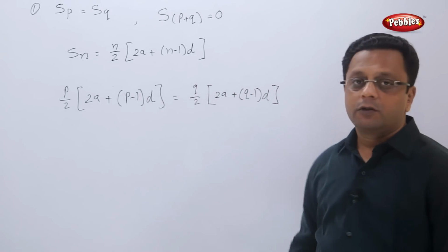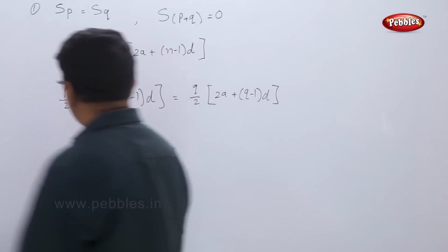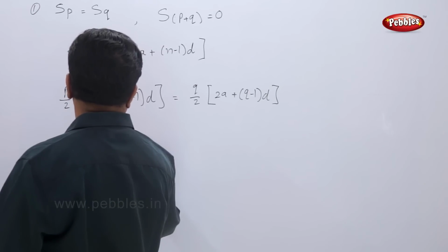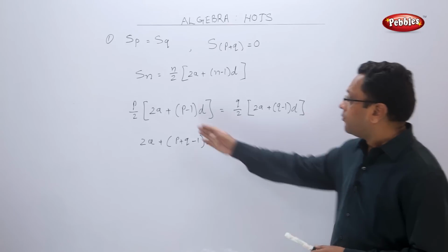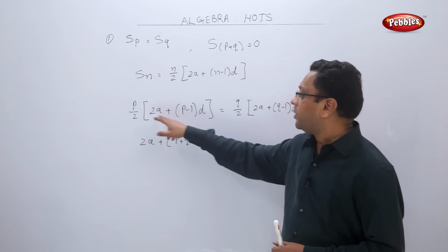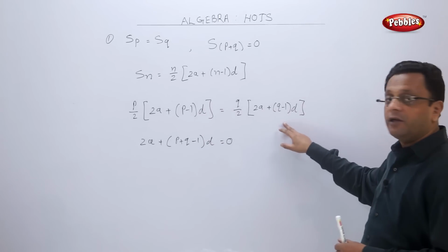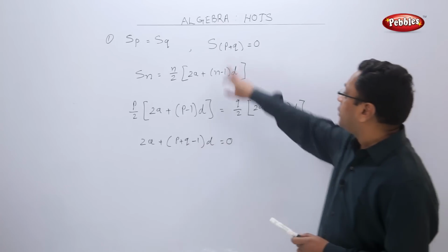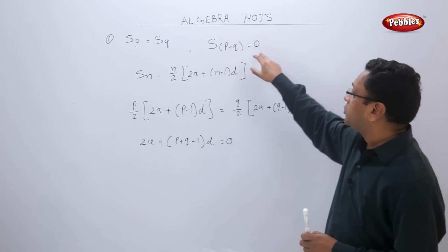After solving all this, you will get one equation equating to 0. That equation is 2A plus P plus Q minus 1 into D equal to 0. When you solve these two sides, first of all these two will go, then P2A plus PD minus D, and similarly here you will get this equation. Okay. Now we have to show that S P plus Q equal to 0.